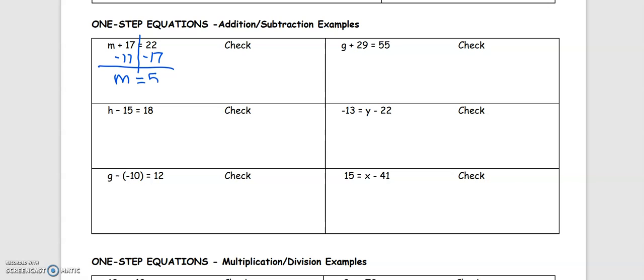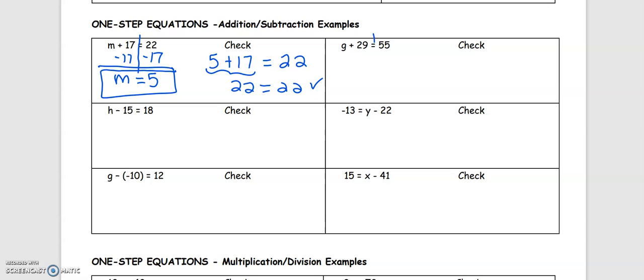I think that's 5. I don't know if that's right, though, so I'm going to go ahead and check my solution. We learned how to check in our last unit. Checking means we take our answer and plug it back in for the variable. So I'm going to do 5 plus 17. It should equal 22. And remember, we go ahead and do this evaluating. We say, okay, 5 plus 17, yep, that's 22. It equals 22. Super. That means my answer here of m equals 5 is correct.